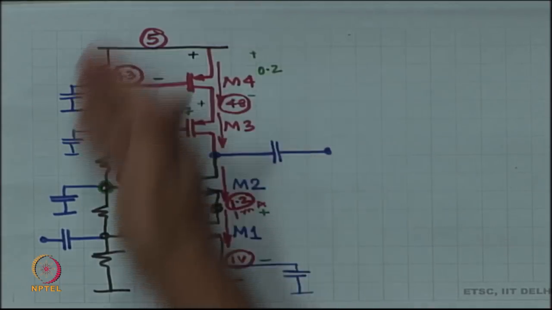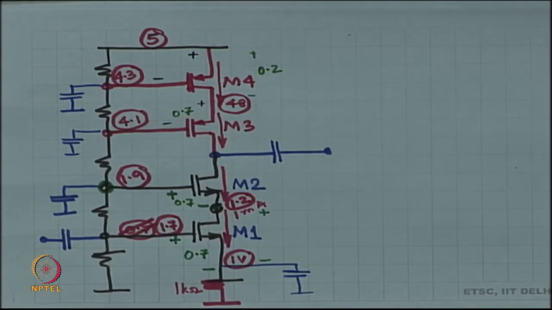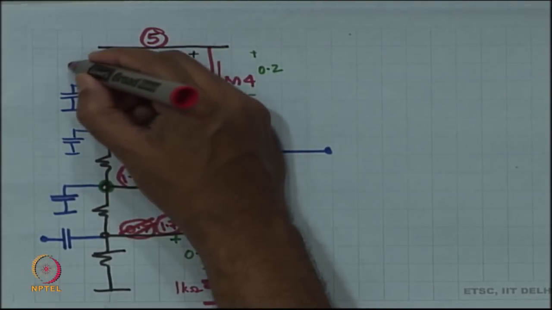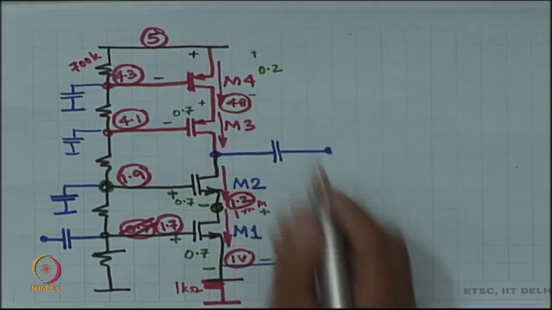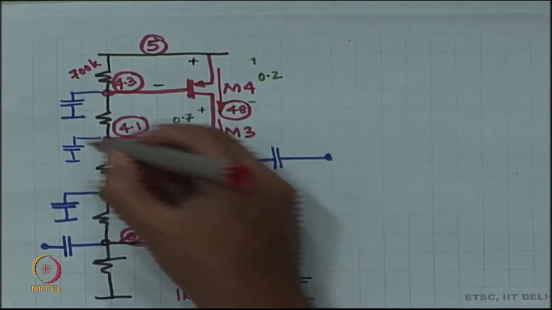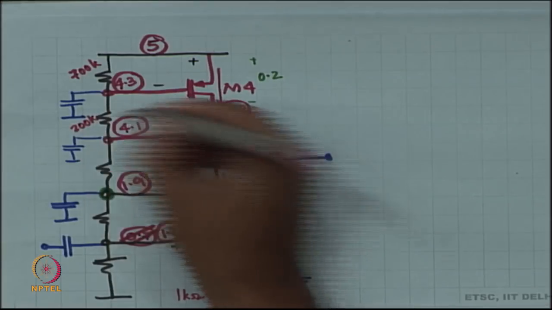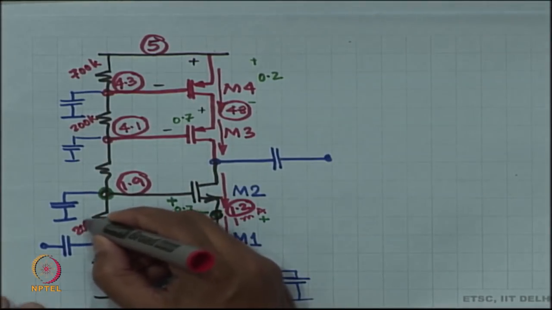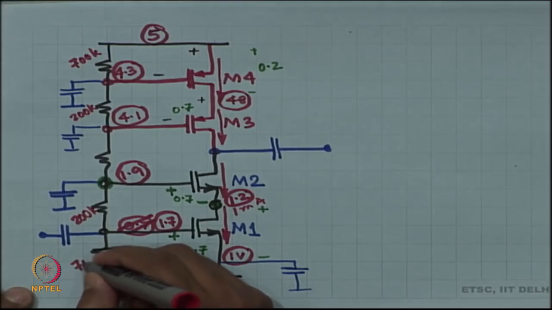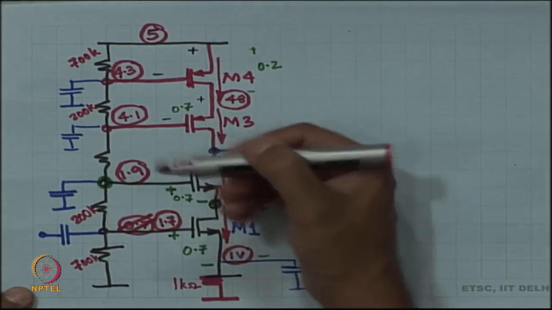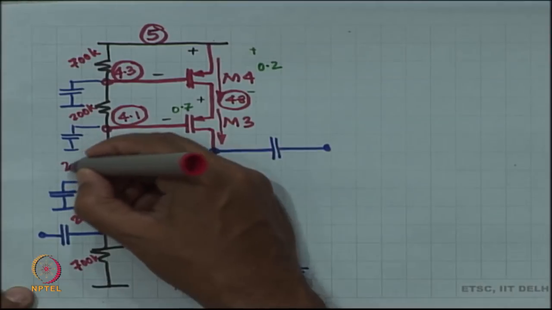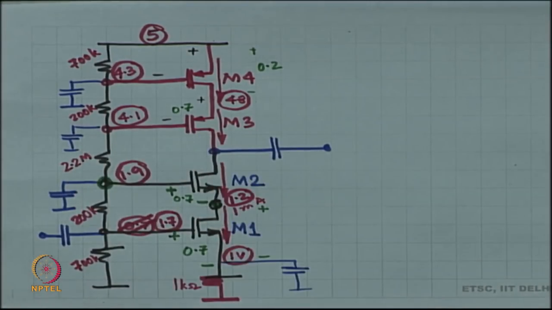All right, so you organize this resistive divider, pick something like 700 K over here, 200 K, 200 K, 700 K and 2.2 mega ohms. Fine. So, this is the basic idea.